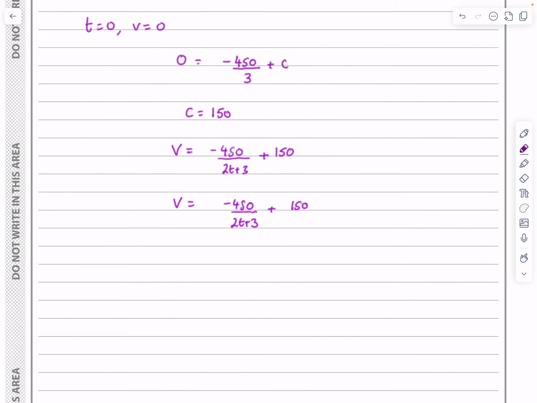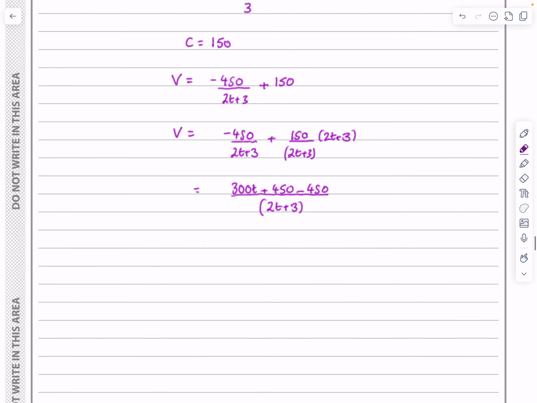Make this the same common denominator, so over 2t plus 3 and over 2t plus 3 like that. Multiply that all out, and I'm going to get 300t plus 450 minus 450 all over 2t plus 3. Oh yeah, and then that works out to be 300t. I've done that a little bit quickly, but I'm trying to keep this video a little bit briefer than it's going to be. It's already going to be a big one, which is absolutely fine. So there's the last couple of marks on that 5 marker.